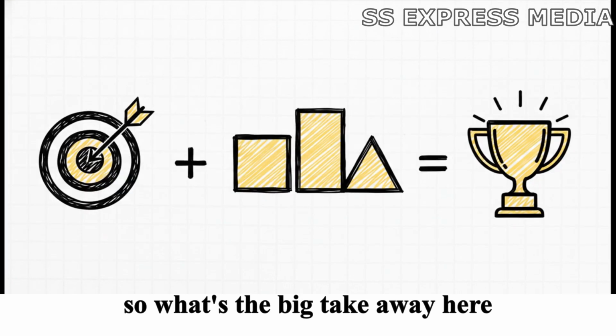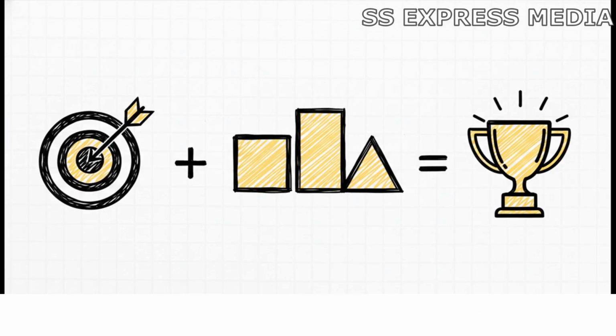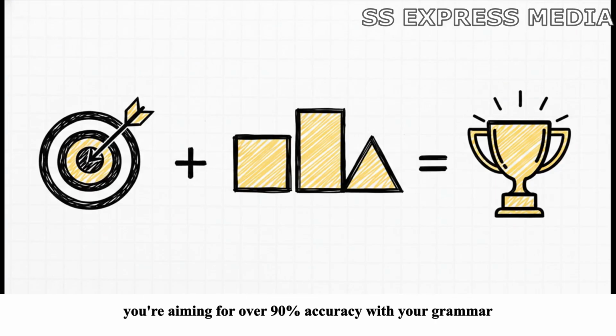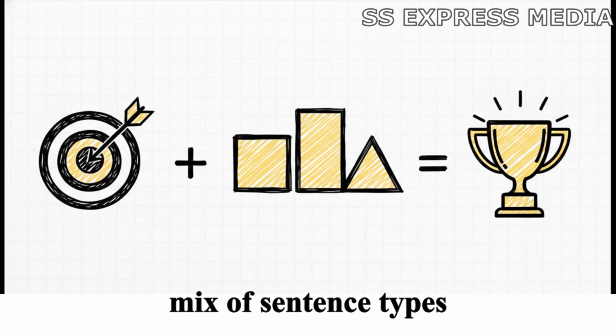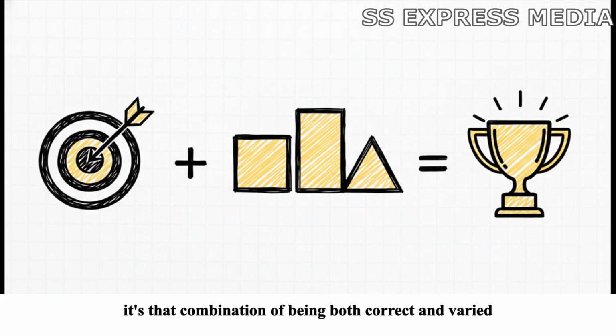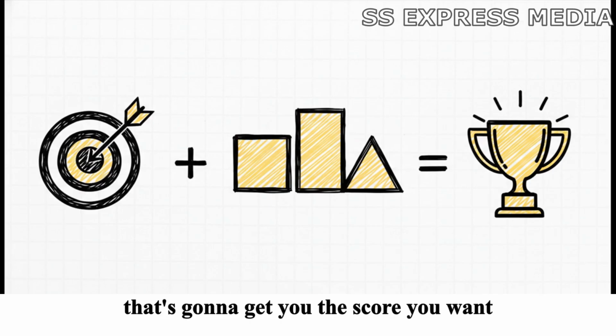So, what's the big takeaway here? It all boils down to this. For that band 7 or higher, you're aiming for over 90% accuracy with your grammar. And you need to combine that accuracy with a healthy mix of sentence types. It's that combination of being both correct and varied that's going to get you the score you want.